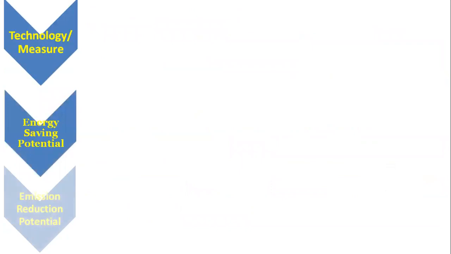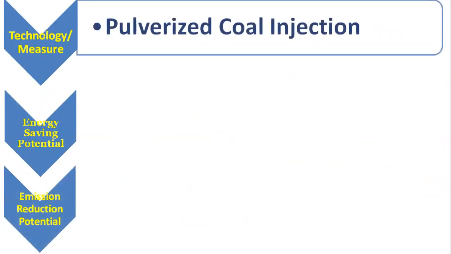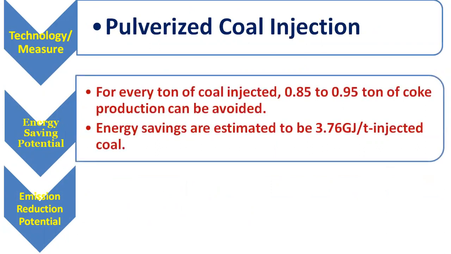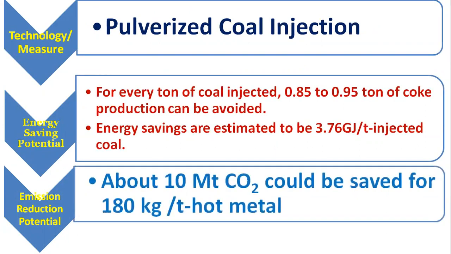The next, number 2, is pulverized coal injection. For every ton of coal injected, 0.85 to 0.95 ton of coke production can be avoided. Energy savings are estimated to be 3.7 gigajoules per ton of injected coke. The average pulverized coal injection rate at global level is considered to be 180 kg per ton of hot metal. And at global level, a reduction of 10 million tons of carbon dioxide could be saved every year using this particular measure.